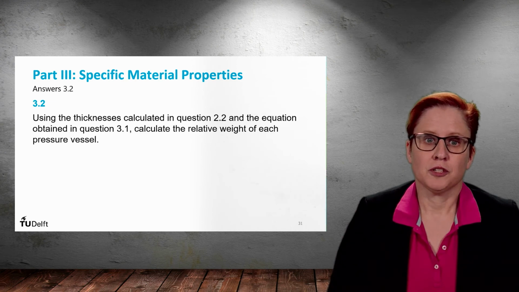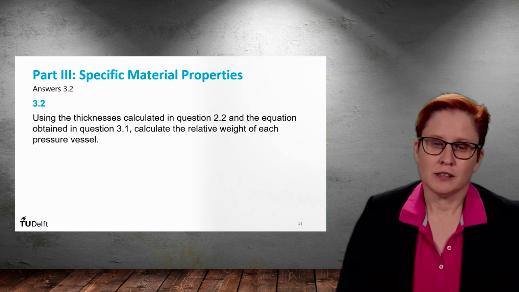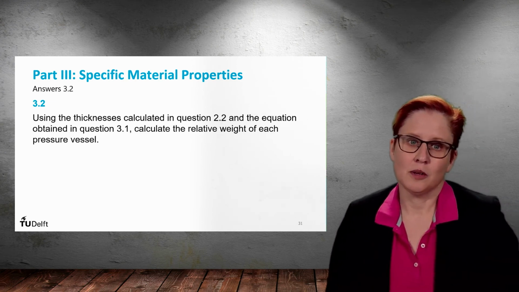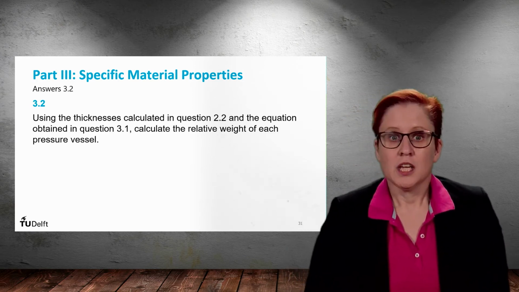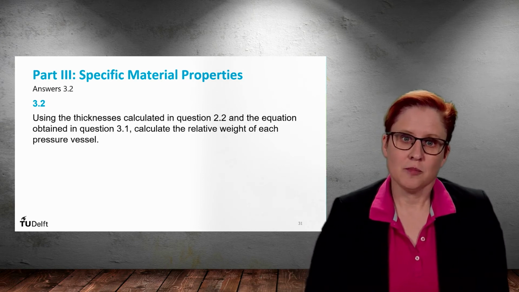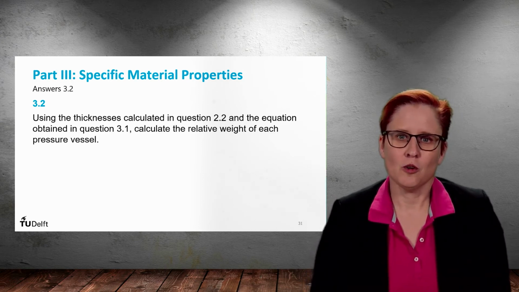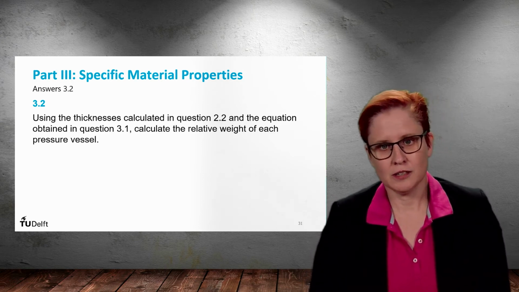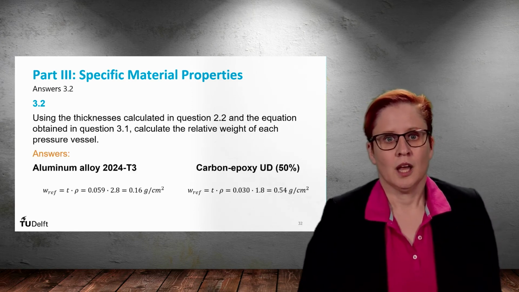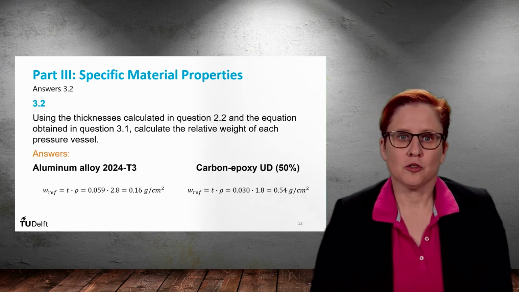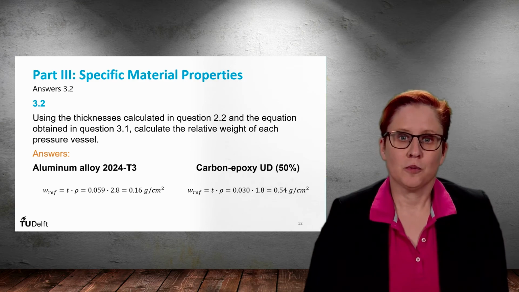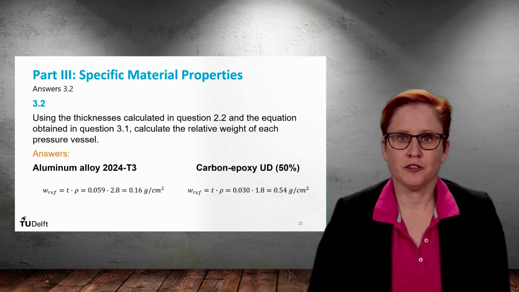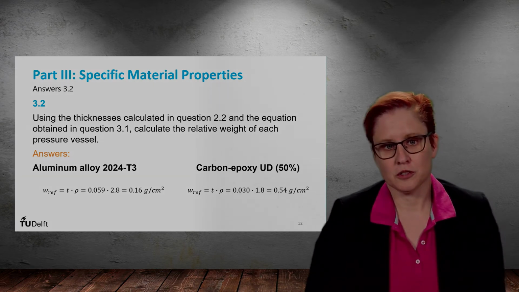Now for question 3.2. Using the thicknesses calculated in question 2.2 and the equation obtained in question 3.1, calculate the relative weight of each pressure vessel. Similar to question 2.2, example calculations are given for one metal and one composite material, using the thicknesses calculated in part 2. Note that T is in millimeters, so you must divide by 10, which gives 0.16 gram per centimeter squared for 2024 aluminium and 0.54 gram per centimeter squared for 50% fiber content carbon epoxy composite.